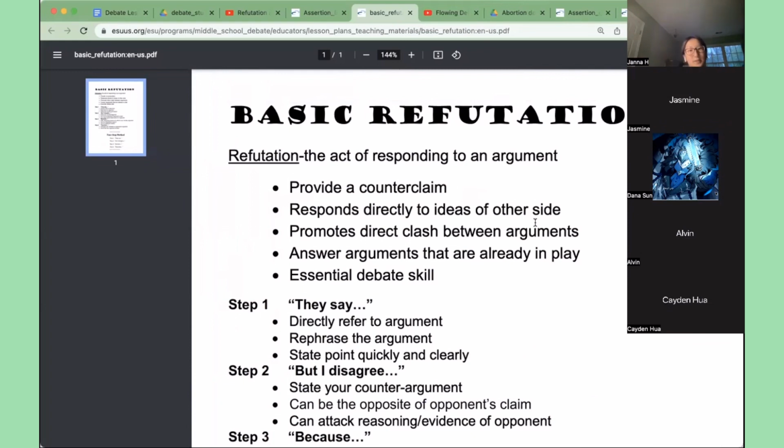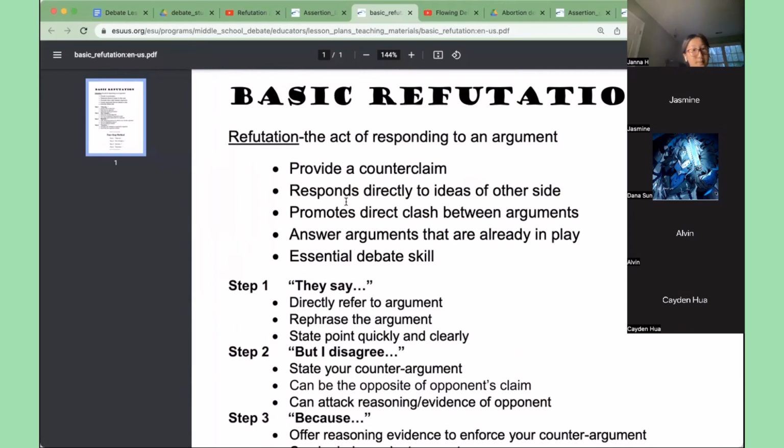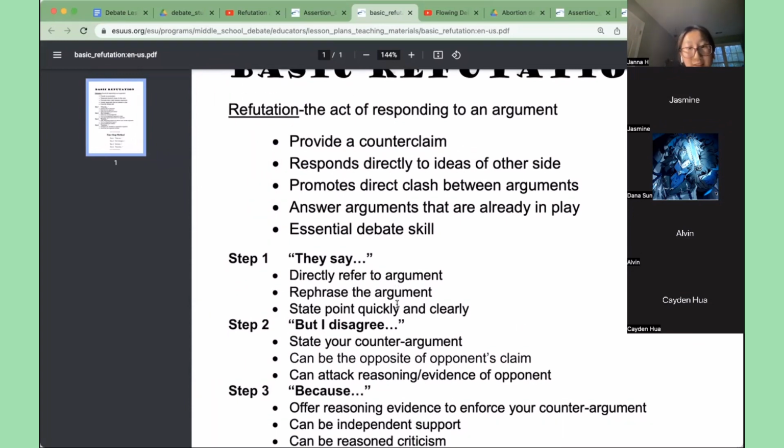Refutation is basically the act of responding to an argument. It provides a counterclaim. It responds directly to ideas of the other side and promotes a direct clash between arguments. It also answers arguments that already are in place, so you can't introduce any other new arguments in the refutation section of a debate. And it's obviously an essential debate skill because that's what debate is about.